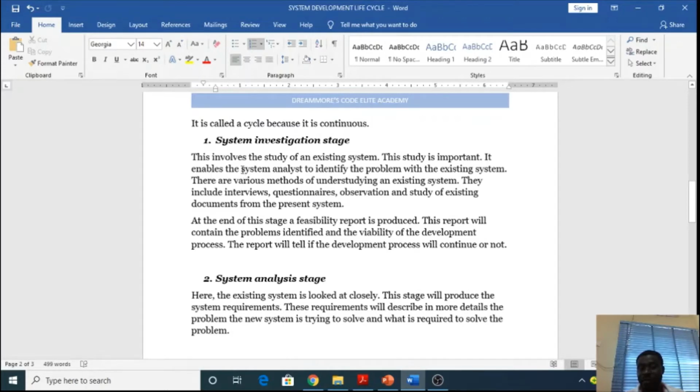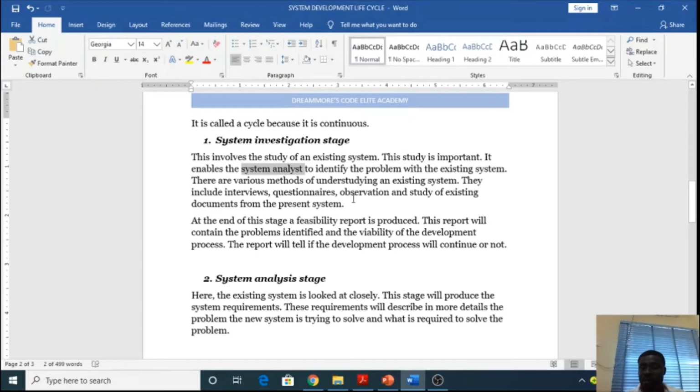First of all, a system analyst is the head of the system development team. He or she is entrusted with the burden of managing the resources and people who are developing the system. So the system development team answers to the system analyst. So it helps the system analyst to identify the problem with the existing system. Of course, you would not want to create a system if there's nothing wrong with the existing one. So we need to identify what the problem is.